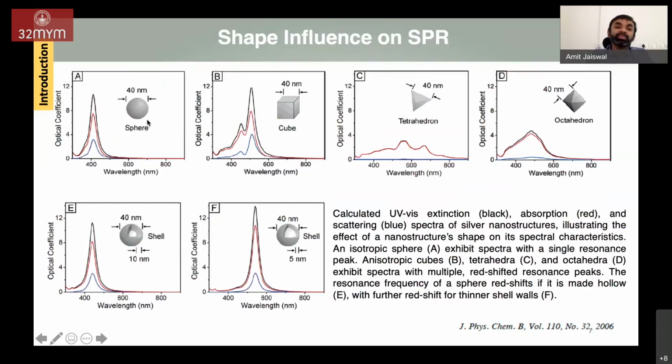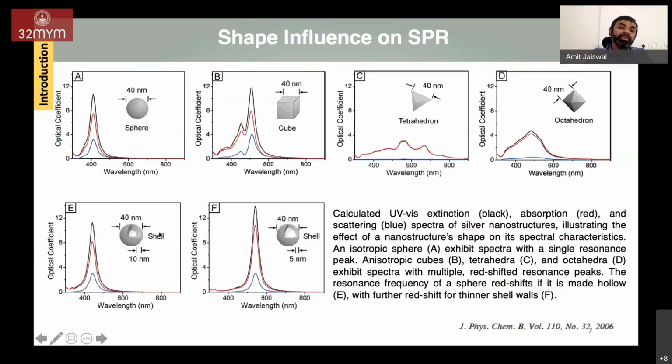So once we move from a spherical 40 nanometer sized nanoparticle to a 40 nanometer cube, there will be a red shift in the spectra. Again, if we change the shape and prepare a tetrahedron or an octahedron, we are increasing the corner sharpness, so the charge will get accumulated at the corner, and further the length of the dipole will increase, leading to a red shift in the spectrum.